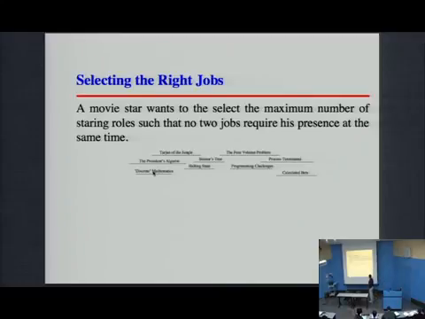Notice that if he picked some other movies, he'd be in trouble. If he started doing Tarzan of the Jungle, then I guess if he picked that one, he couldn't do any of these other ones, right? And then he'd be stuck, I guess he could only get 3 movies done, right? So what is the schedule?